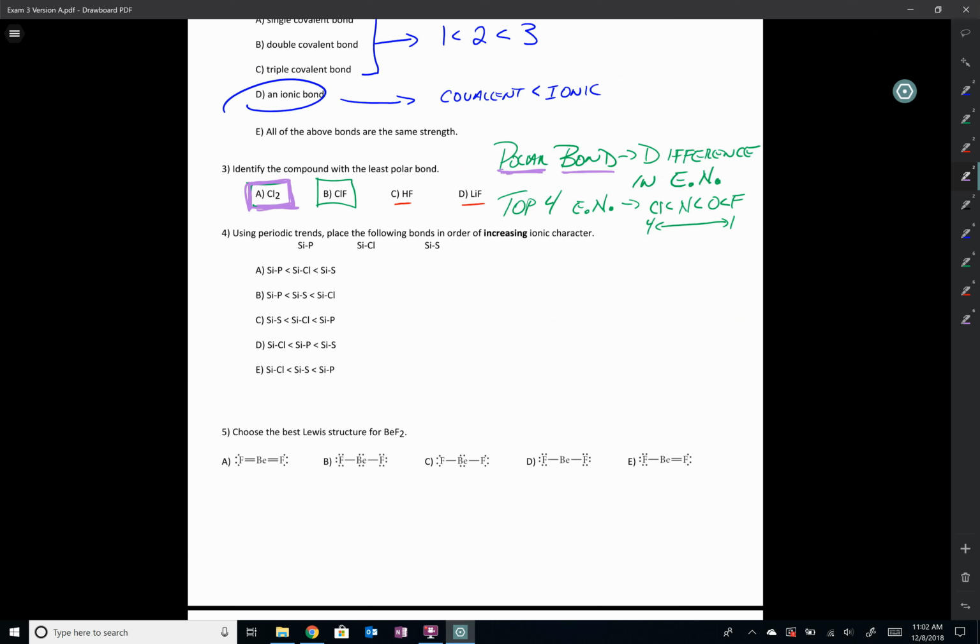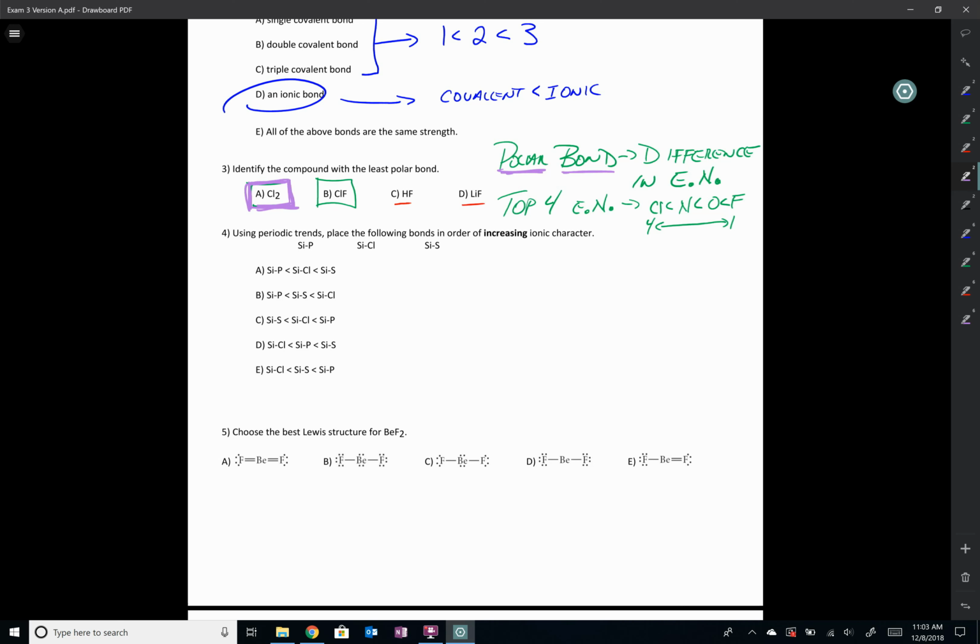Question 4. Using periodic trends, place the following in increasing ionic character. Question 3 and question 4 are related. They're both asking about polar bonds and electronegativity and increasing ionic character. The bigger the difference in electronegativity, the closer to an ionic bond you get. So we have to know the relative electronegativities of the things here.